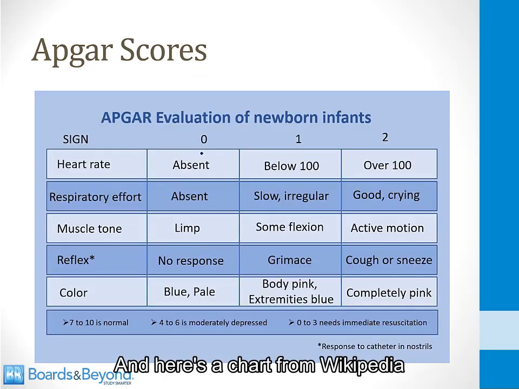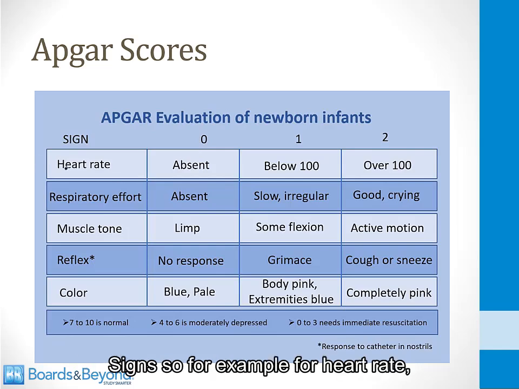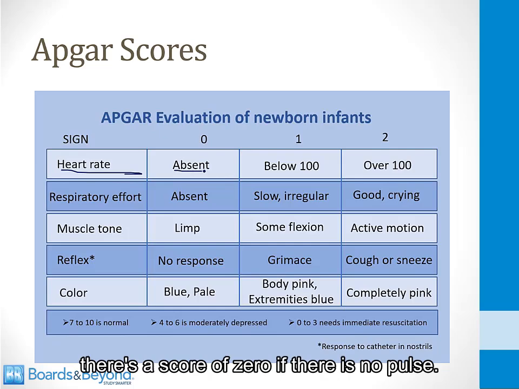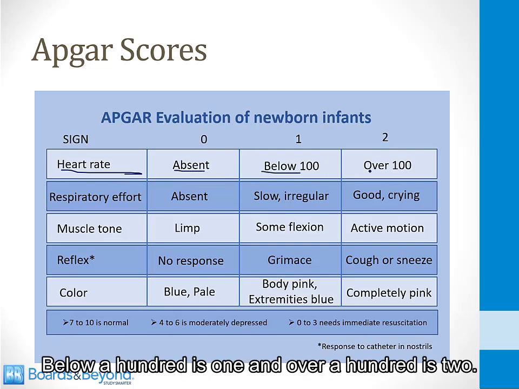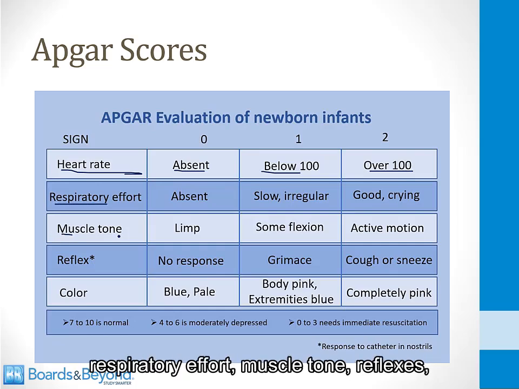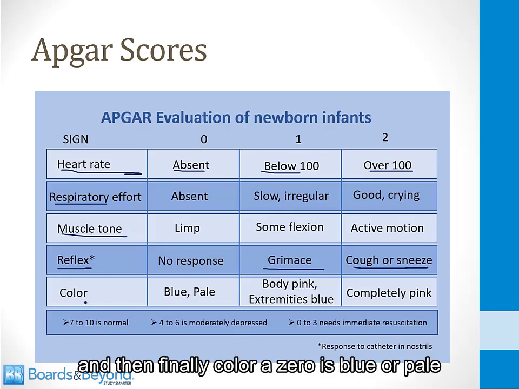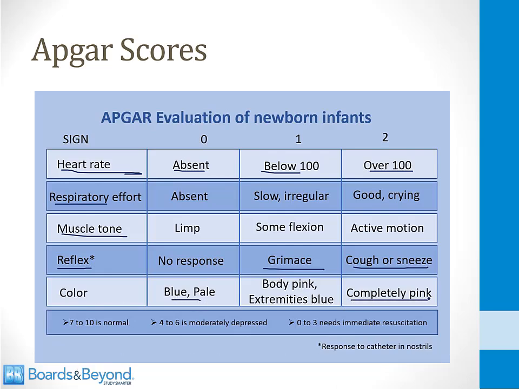Here's a chart from Wikipedia just showing you how the APGAR scores are assigned. For example, for heart rate, there's a score of 0 if there is no pulse, below 100 is 1, and over 100 is 2. And then for all these other items here, respiratory effort, muscle tone, and reflexes, which include whether the baby grimaces or coughs or sneezes. And then finally color, a 0 is blue or pale, and 2 is completely pink.